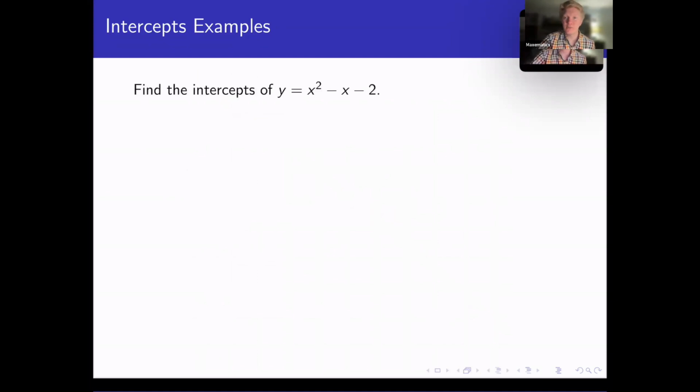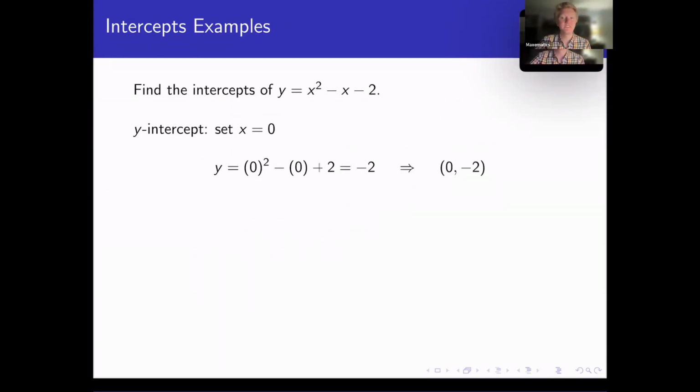All right, let's find the intercepts of y equals x squared minus x minus 2. Let's solve for the y-intercept first. Let's set x equal to 0. Well, 0 squared is 0, minus 0 is 0, minus 2 is negative 2. So (0, -2) is the y-intercept.